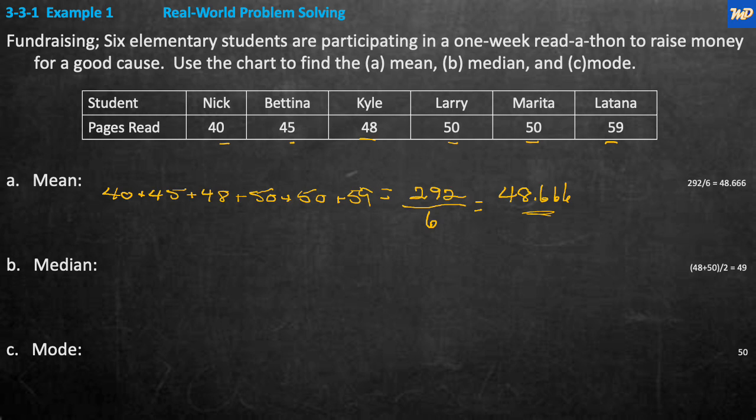Now, of course, if the problem instructs that you round to the nearest tenth or hundredth or units or whatever, you also have to do that. But right now, we stopped here at 48.666.